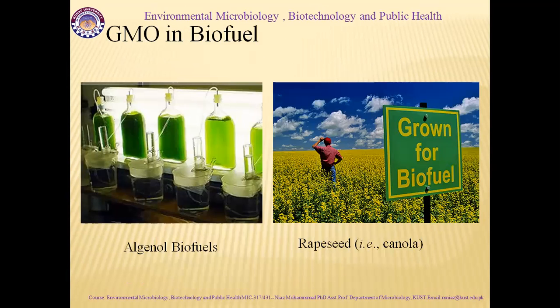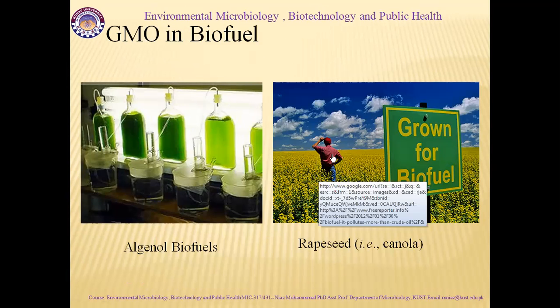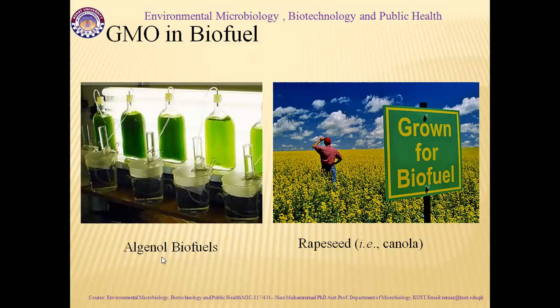GMO in biofuel: GMO plants can be grown, such as algae as well as rapeseeds and canola. These can be genetically modified and produced in higher quantity, with the ability to produce biofuel content in huge amounts, and can be used for the industrial revolution, and as an alternative to normal fuel, normal oils, and normal petrols.